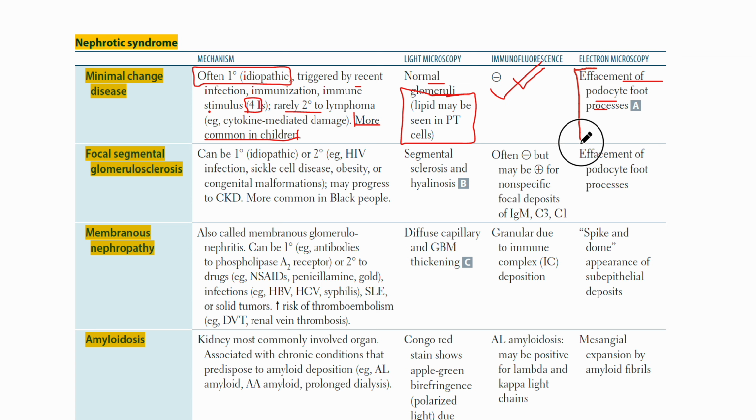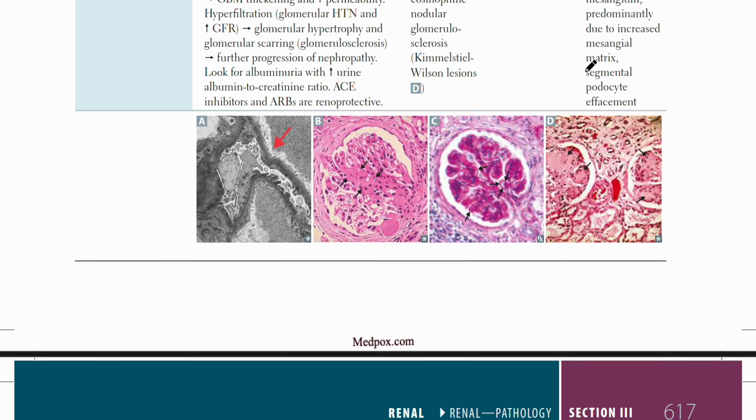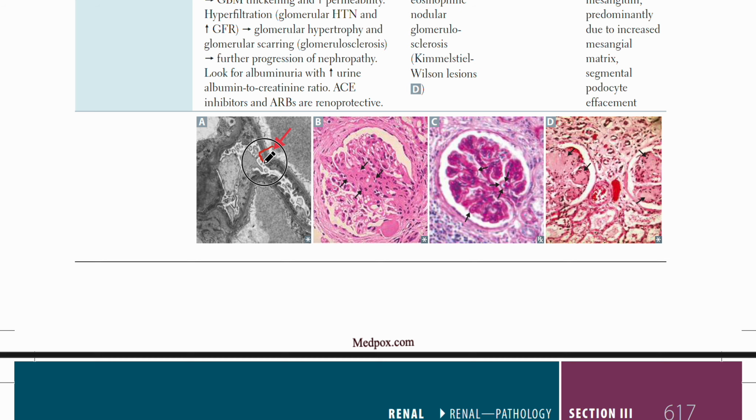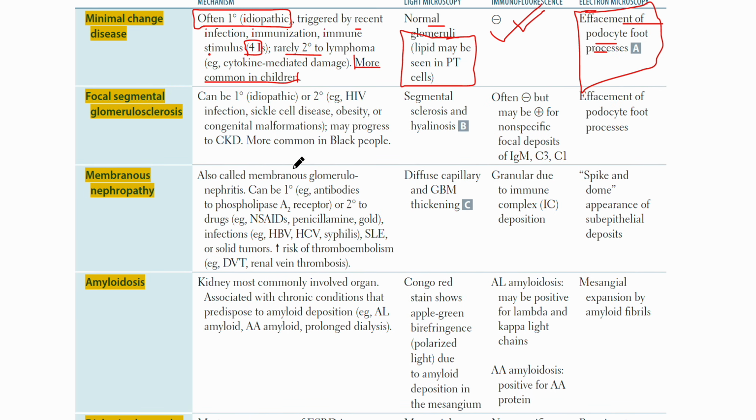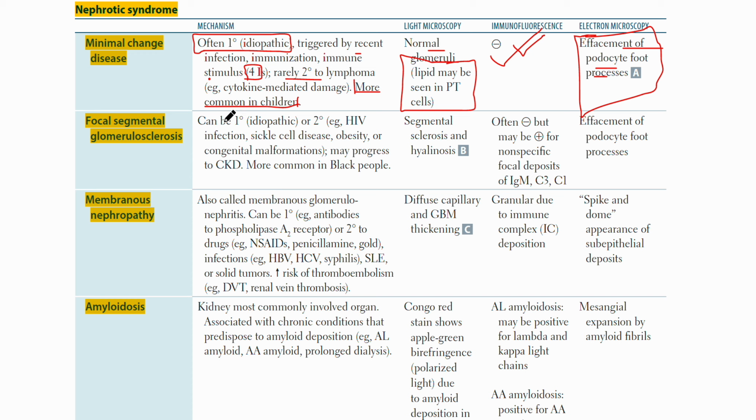We have to remember this finding. This is a very high yield finding. There is effacement of podocyte foot processes. You can see foot processes. Effacement means it has moved out of the place where it usually used to be. That is effacement. And focal segmental glomerulosclerosis can be primary, as in idiopathic, or secondary, as in HIV infection, sickle cell disease, obesity, or congenital malformations. It may progress to CKD, and this is more common in black people. Okay.